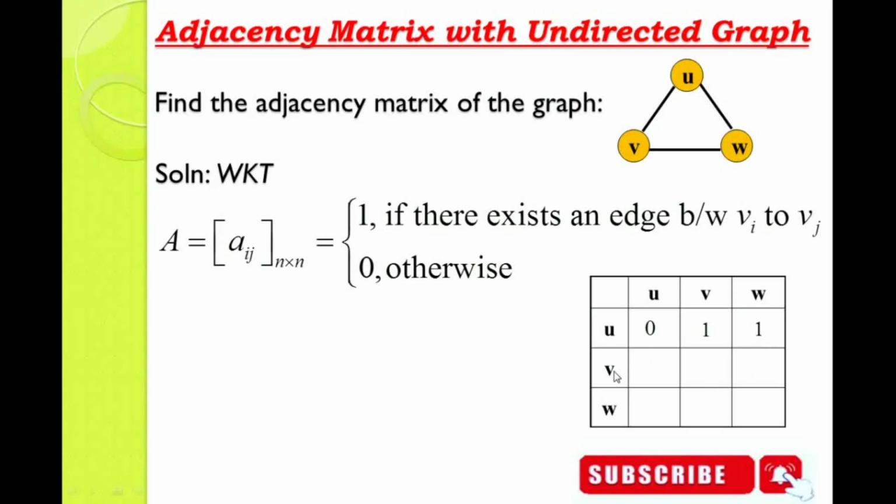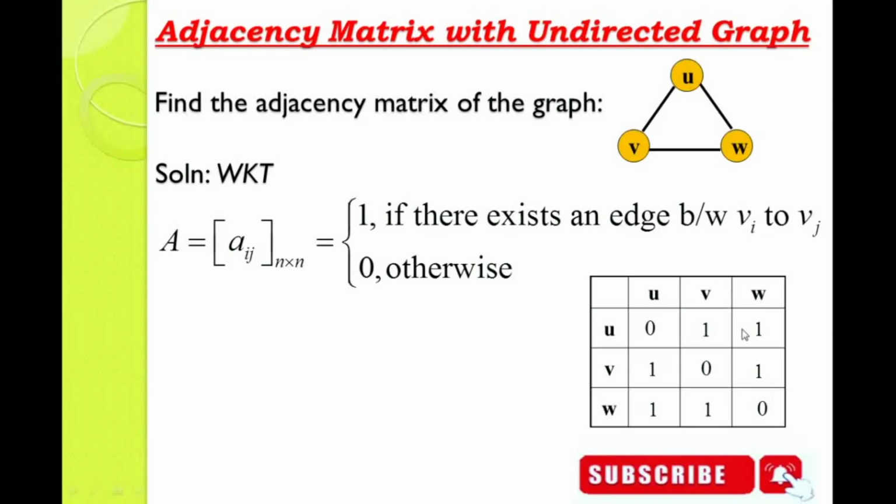Next, go to the second row. First vertex V, second vertex U. How many edges between vertex V to U? Only 1. So V to U you assign 1. Similarly, V to V there is no edge, so assign the value 0. What about V to W? V to W, one edge is there, so assign the value 1. Similarly W to U, assign the value 1 because one edge is there. W to V, one edge is there, assign the value 1. W to W there is no edge, so assign the value 0.